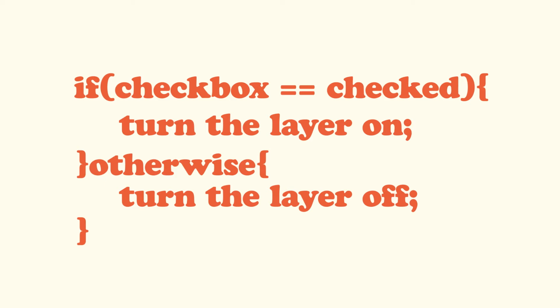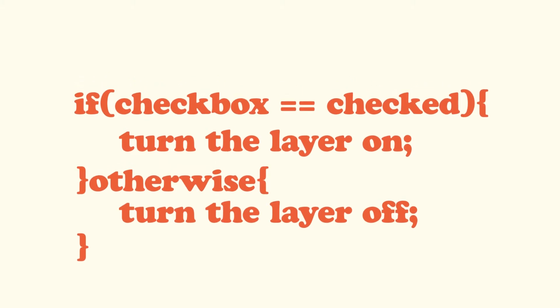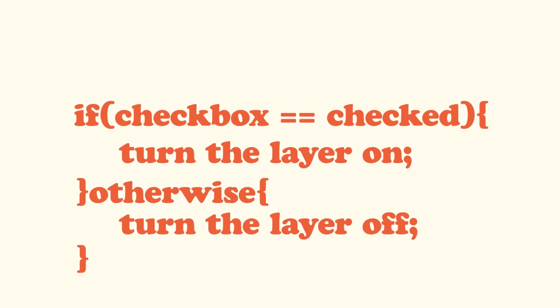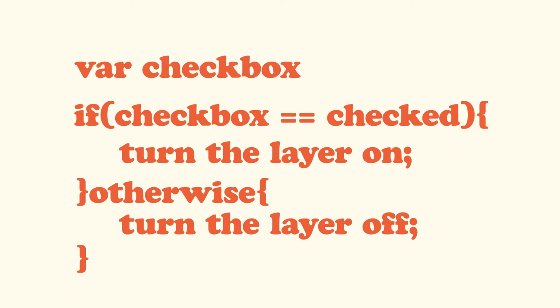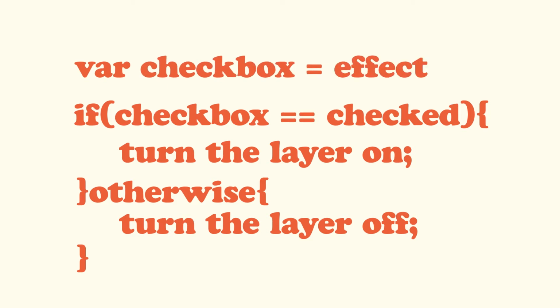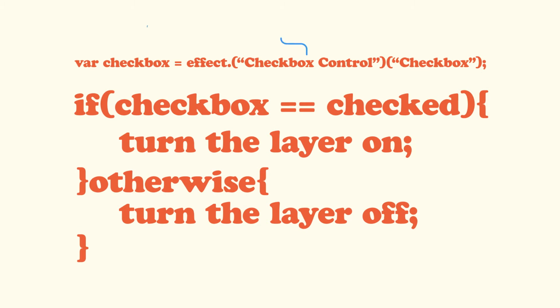First of all, I need code that references the checkbox. I can't just say checkbox because it won't know what I'm actually referencing. So I added a checkbox to my circle layer. I'm going to drop everything down a couple lines and type var for variable, checkbox equals, and then the code I need to reference that checkbox. So I have a variable for the effect checkbox control checkbox. Now that that variable is defined, I can reference that variable within my condition.